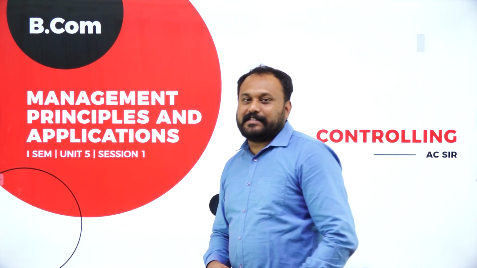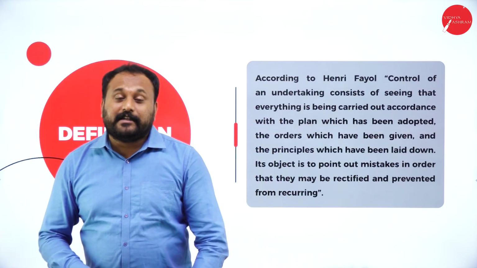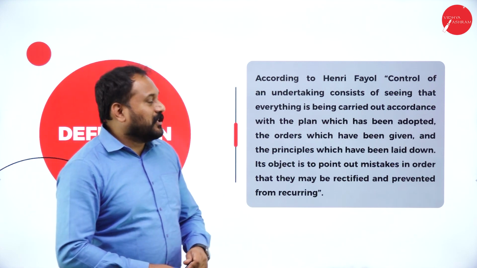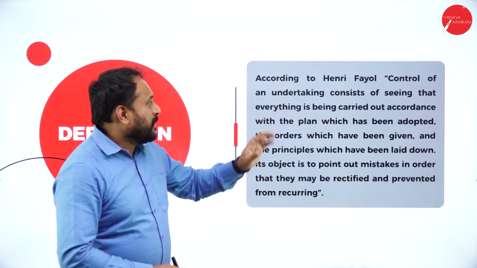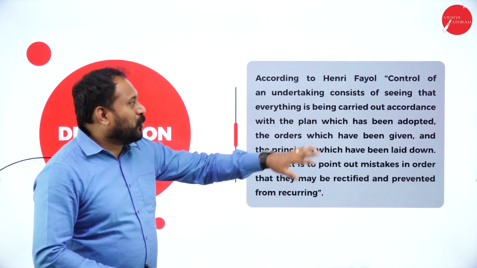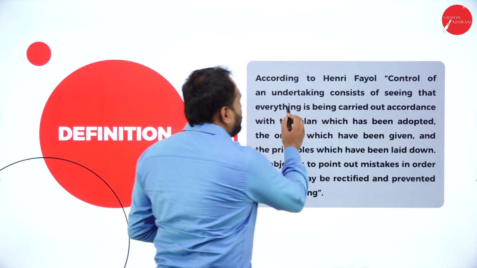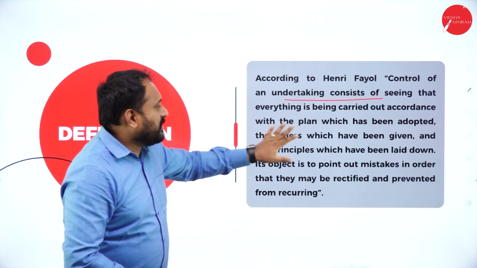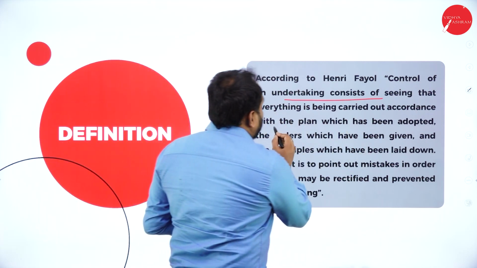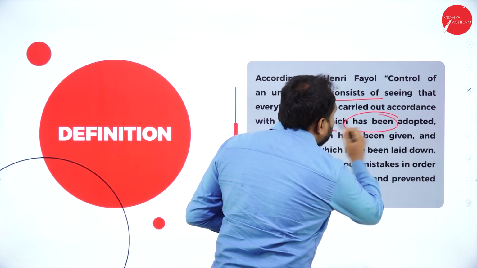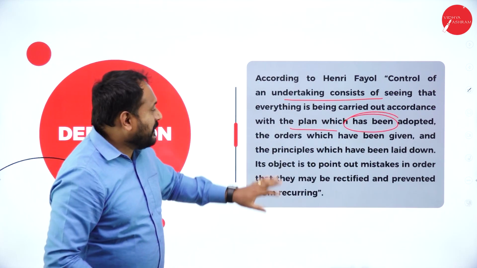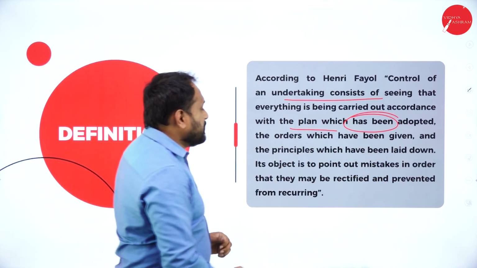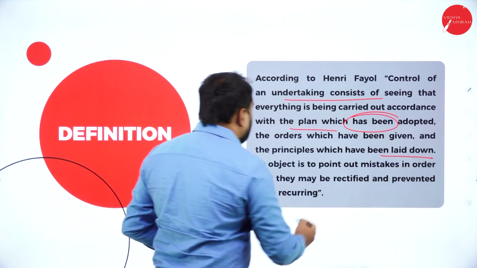So in this chapter, I'm going to give you the definition given by Henry Fayol. Now what does Henry Fayol say controlling is all about? According to Henry Fayol, control of an undertaking consists of seeing that everything is being carried out in accordance with the plan which has been adopted, the orders which have been given and the principles which have been laid down.